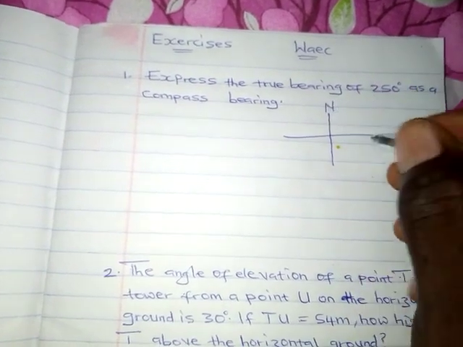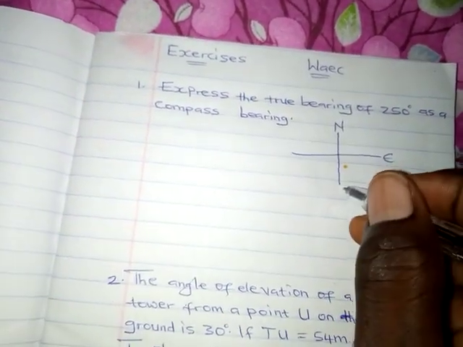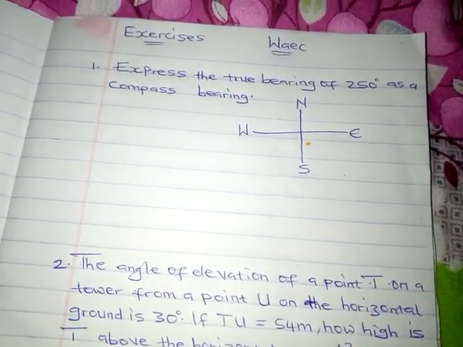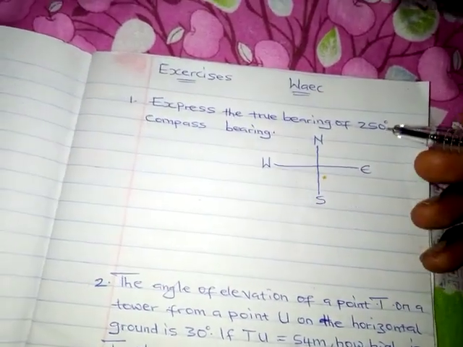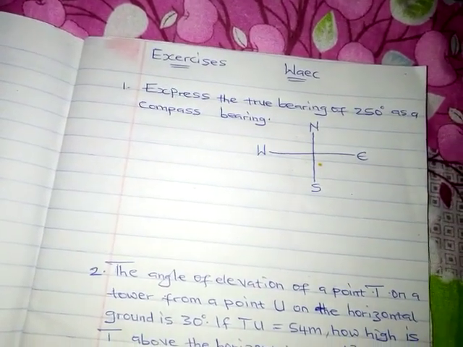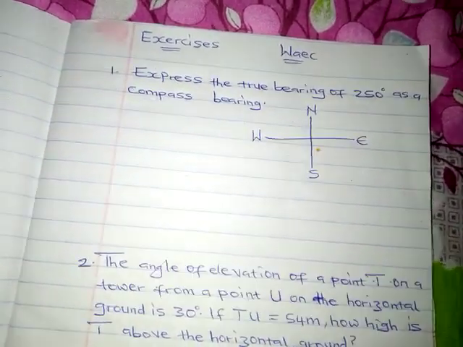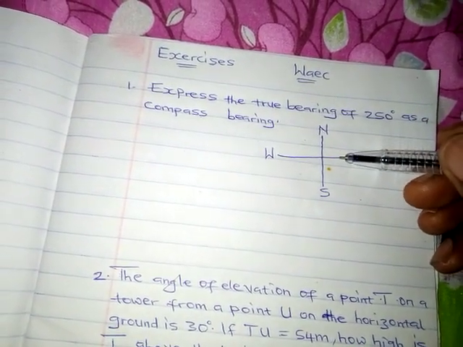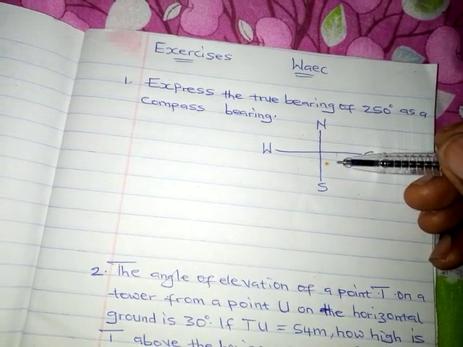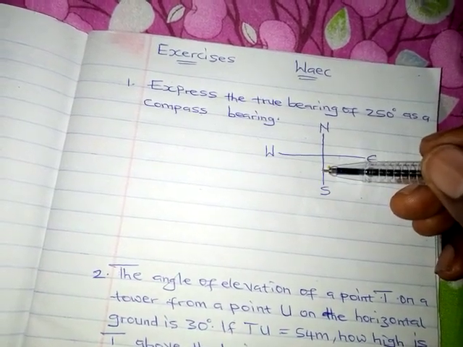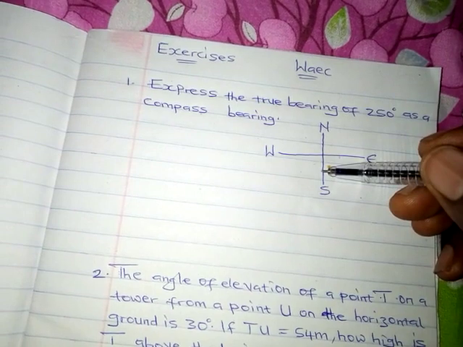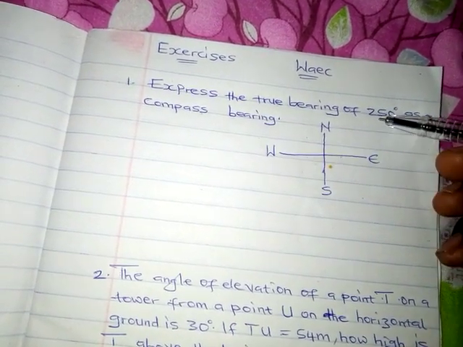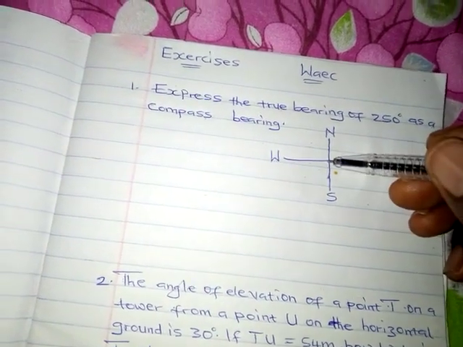This is north, east, south, and west. Then secondly, we represent this 250 in this cardinal point. This first one is the first quadrant from 0 to 90 degrees. Here is from 91 to 180 degrees. Then here is 181 to 270 degrees. So it therefore means that our 250 degrees is in this third quadrant.